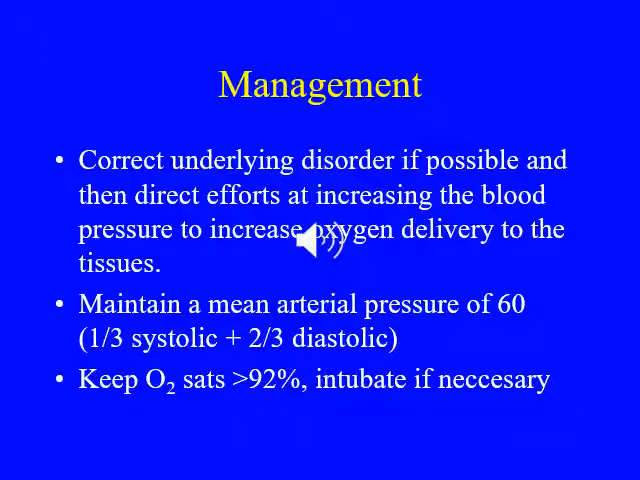Then we have goals that we should maintain in dealing with patients with shock. Number one, we have to maintain a mean arterial blood pressure of 60 millimeters of mercury. We have to maintain the oxygen saturation more than 92% or even 95%. We can use mechanical ventilation if it is necessary.